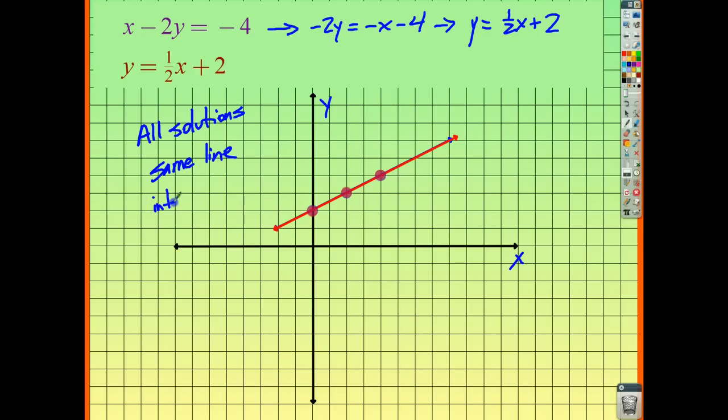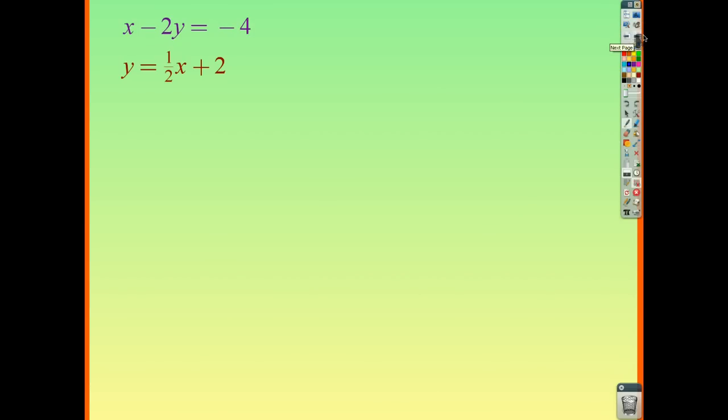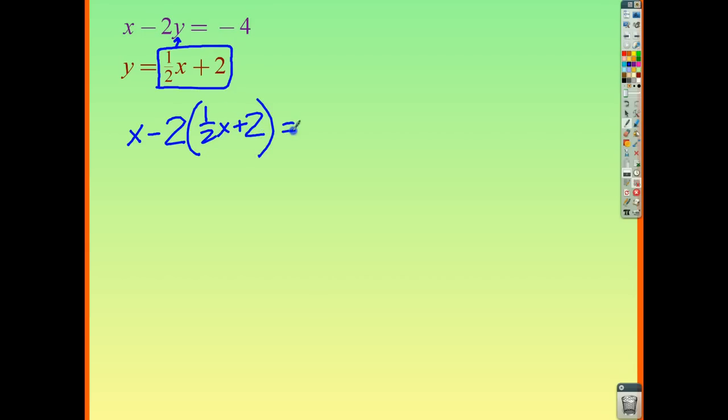They intersect everywhere, right? Everywhere on that line. Okay? Well, again, let's try another variation here. Looking at this one, I could use elimination. But actually I would think about using substitution here, because I already have this set up so that y is equal to this. So I can just plug it in right there. So let's try it. Let's do x minus 2 times 1/2 x plus 2 is equal to negative 4.